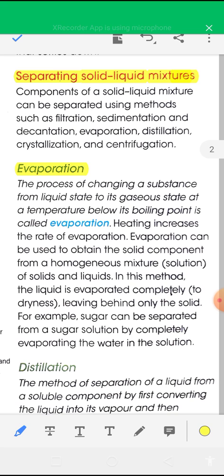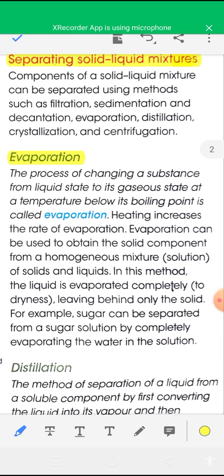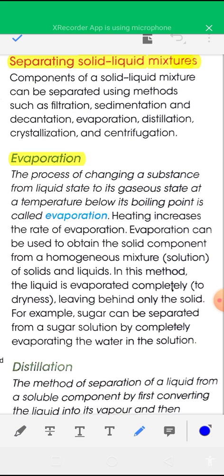What is evaporation? You have already studied in lower class. Evaporation is the process of changing a substance from liquid state to its gaseous state at a temperature below its boiling point. And you know, heating increases the rate of evaporation. Evaporation can be used to obtain the solid component from a homogeneous mixture or solution of solid and liquid. In this method, on heating, liquid is evaporated completely, evaporated to dryness, leaving behind the solid substance.